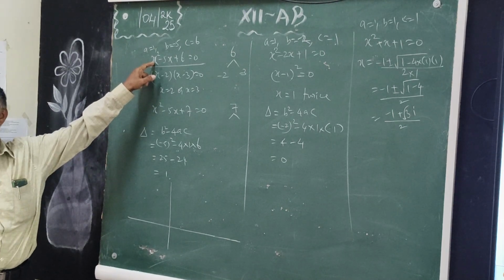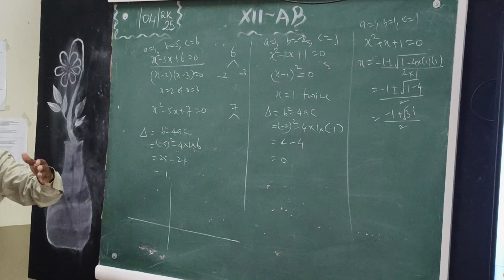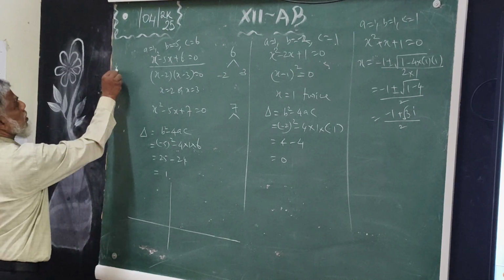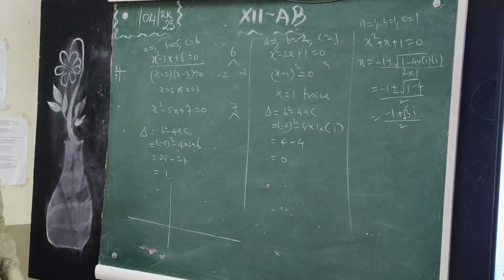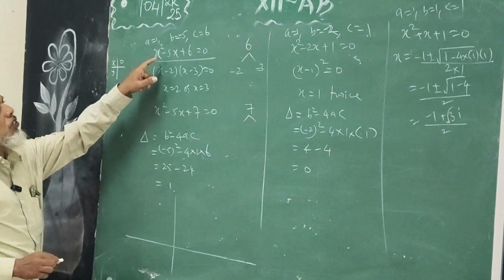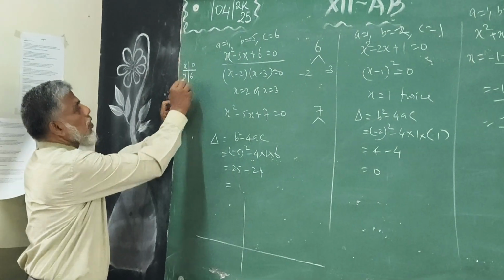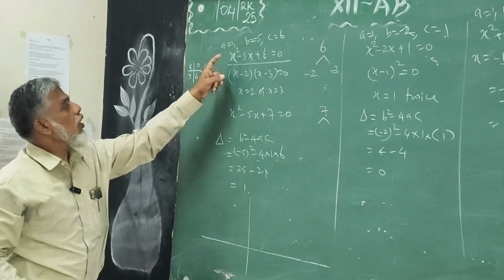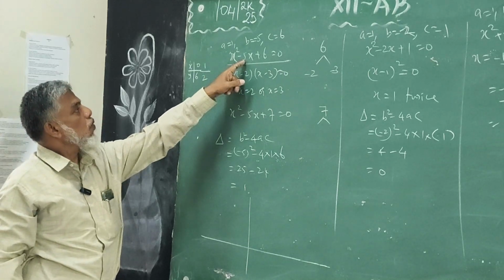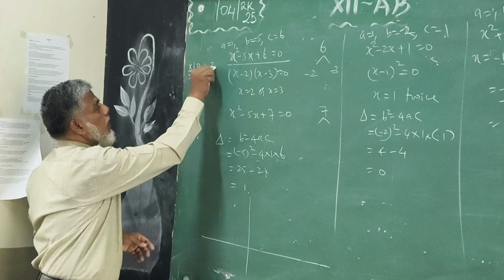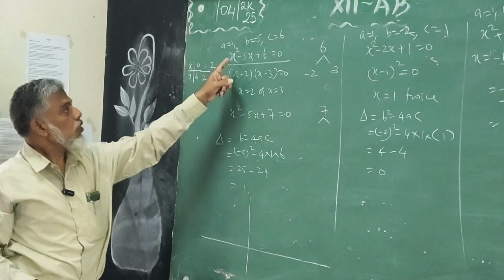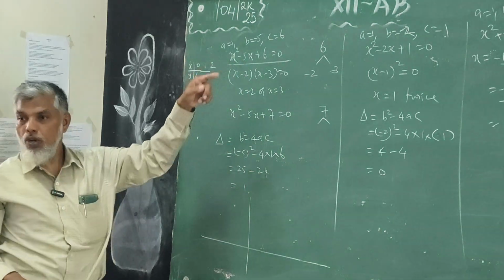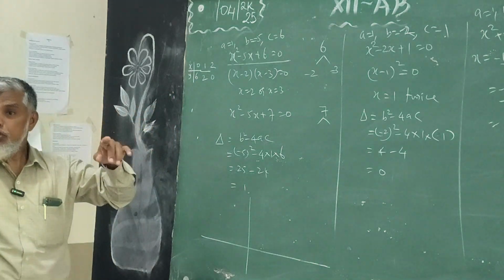By giving the values, put 0, 1, 2, 3, minus 1, minus 2, and you will get the points x, y. For 0, we get 6; for 1, 2; for 1, minus 4, plus 2, we get 0; for 2, 4 minus 10 plus 6 gives 0. If it is 2, you will get 0.